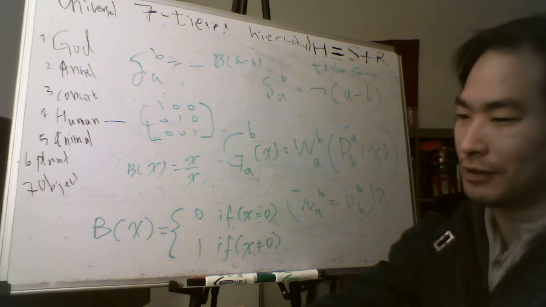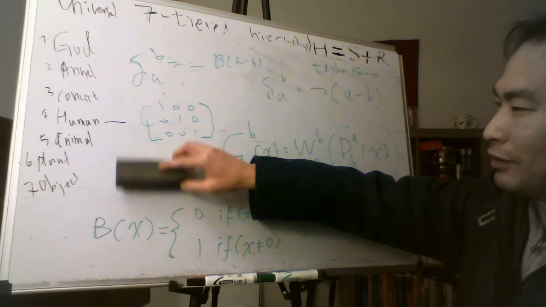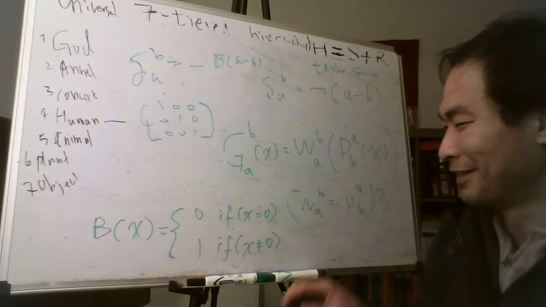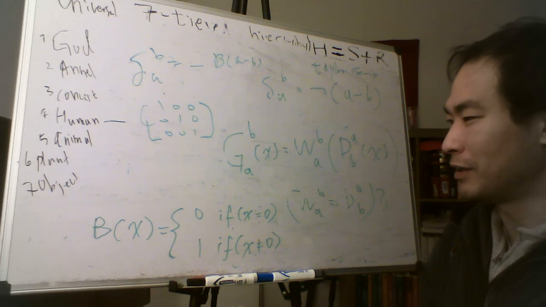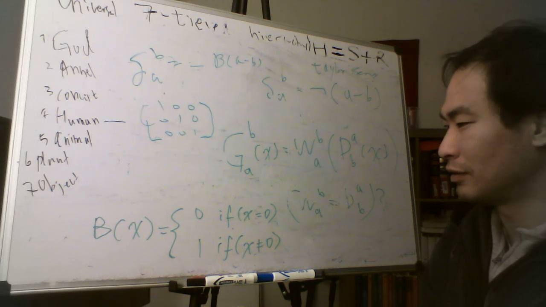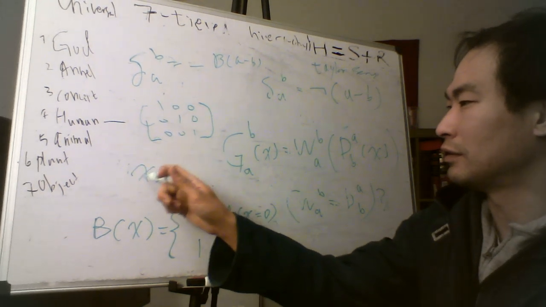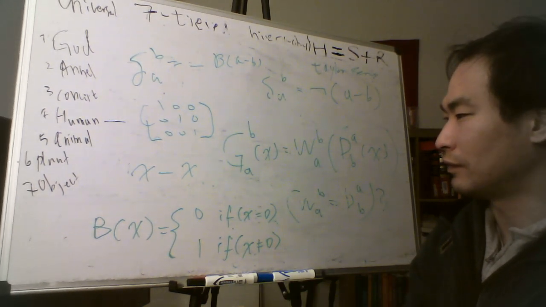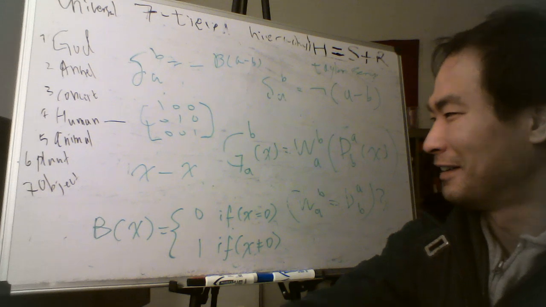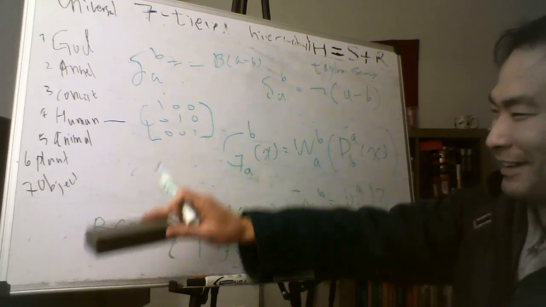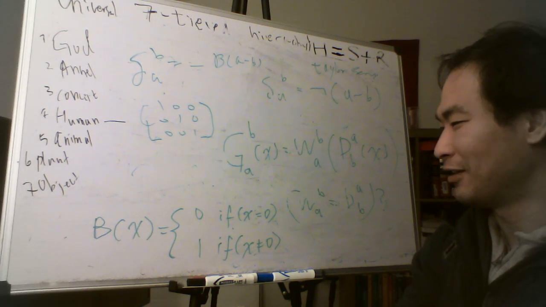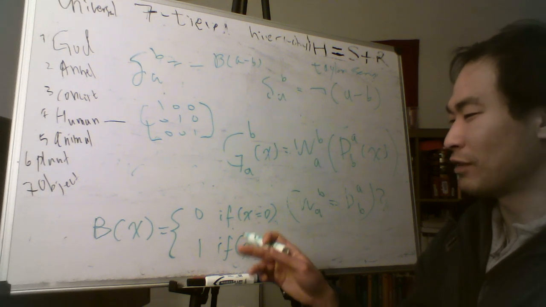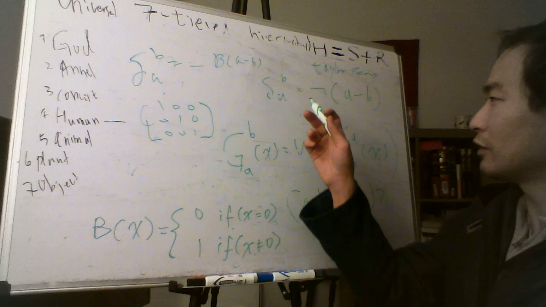Maybe it's impossible. I don't know. What should I do? If x is non-zero, then whatever that number may be, it's 1. How about x minus x? There, x minus x is always 0, so come on. Oh boy. Simple equation, right? So the Kronecker delta is like this.